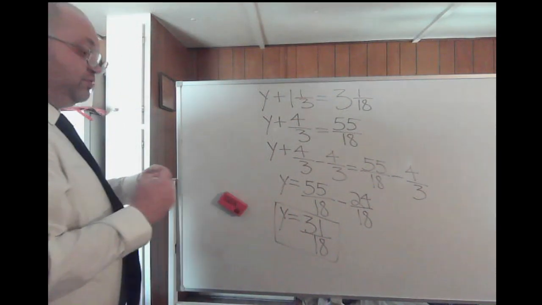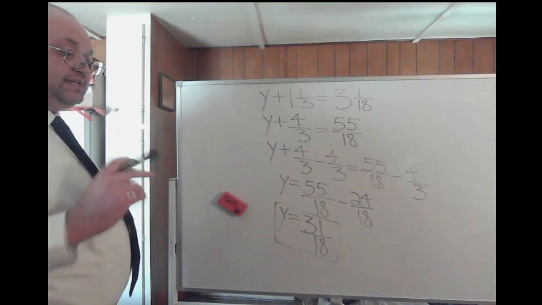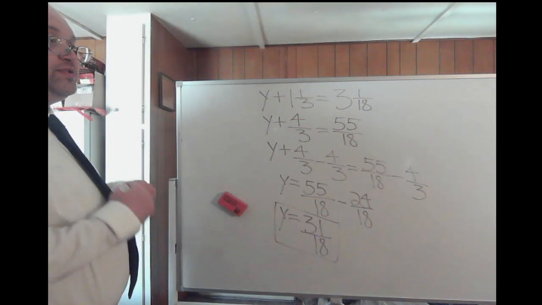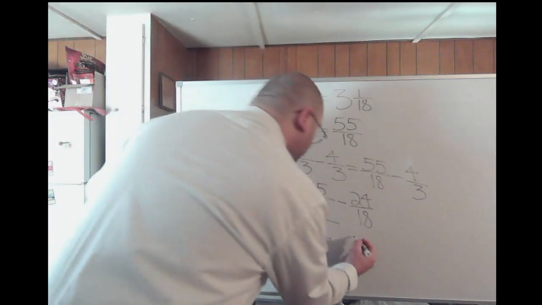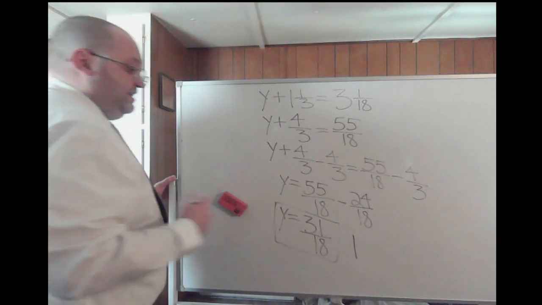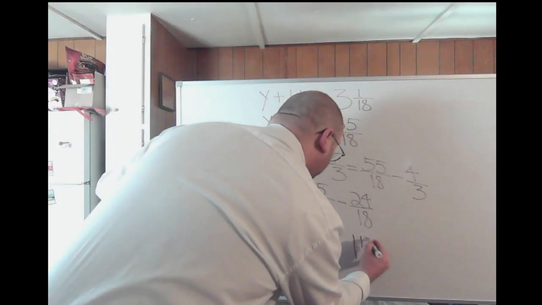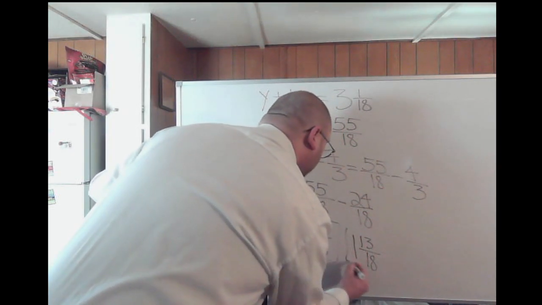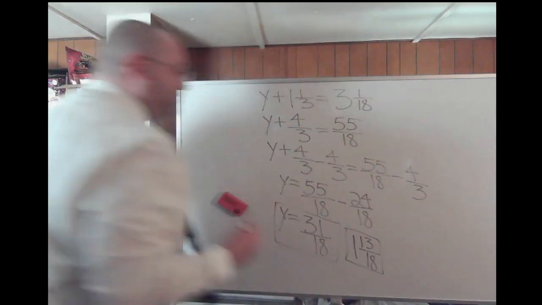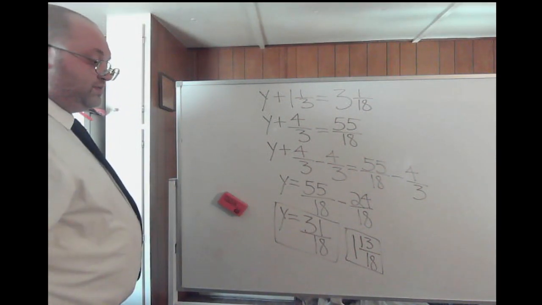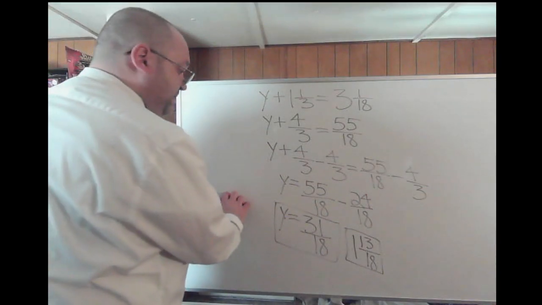The other acceptable answer we need to get is into a mixed number. We need to figure out how many times does 18 go into 31? It goes in once. So 1 times 18 is 18. You'd have 13 left over. So the other acceptable answer, the mixed number, is going to be 1 13/18. That's exactly what you get, 1 13/18.